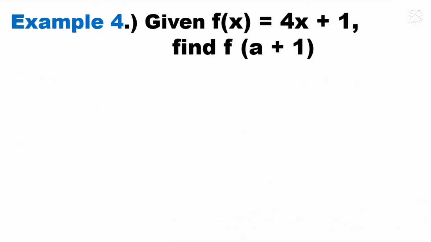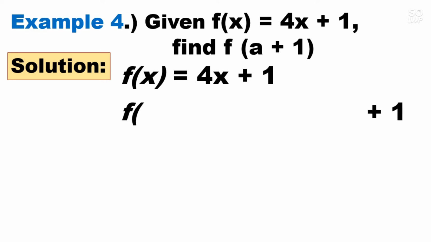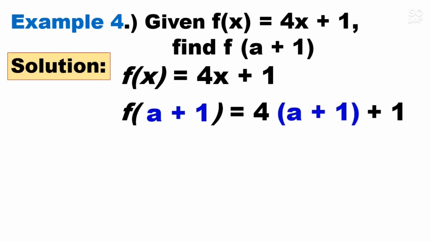Okay, next, number 4 example. Given f of x equals 4x plus 1, find f of a plus 1. Okay, and this is the solution. We replace x by a plus 1. So, therefore, we have f of a plus 1 equals 4 times a plus 1 plus 1.